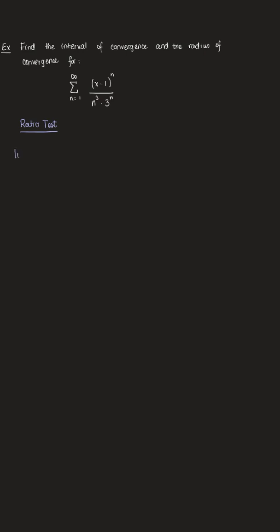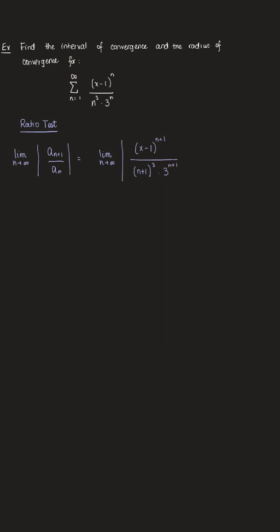And so to do that, I'm going to set up the limit as n approaches infinity of the ratio of the n plus first term divided by the nth term in absolute value. So we've got the limit as n approaches infinity. The n plus first term is going to be what I get when I put in n plus 1 everywhere I see n in our nth term. So we have (x minus 1) to the n plus 1 power over (n plus 1) to the third power times 3 to the n plus 1.